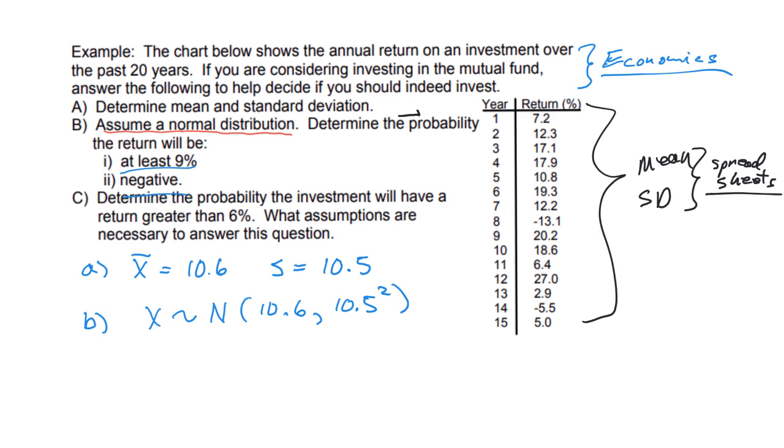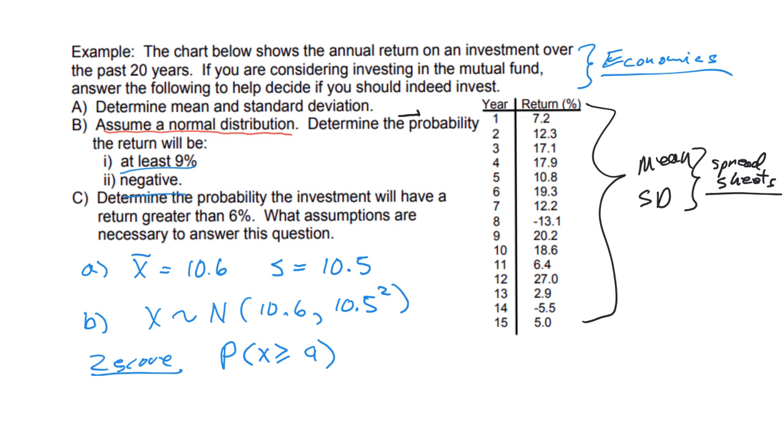So we're saying that it's normally distributed in this fashion based on the mean of 10.6 and the standard deviation of 10.5. So for the first problem, it says we need our return to be at least 9%. So what we're going to be using is our Z-score tables, and we're literally going to figure out when the probability of X is greater than or equal to 9%.